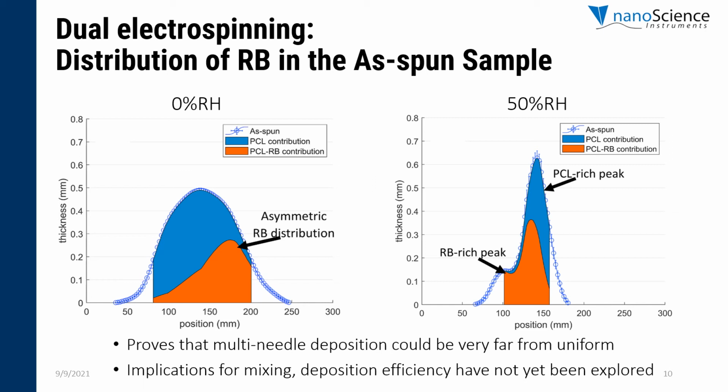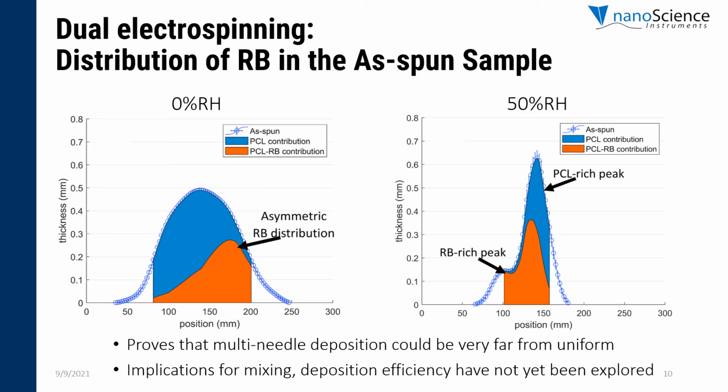This suggests that at some point there is spatial separation between jets, establishing subsequent non-uniform pattern deposition. At 50% relative humidity, we saw pronounced compositional asymmetries with PCL-rich and PCL rose bengal rich peaks that correlate to the bimodal deposition we saw on the previous slide. These areas where PCL rose bengal is rich are expected to have higher residual solvent, causing the previously observed drop in porosity all the way down to 0%.